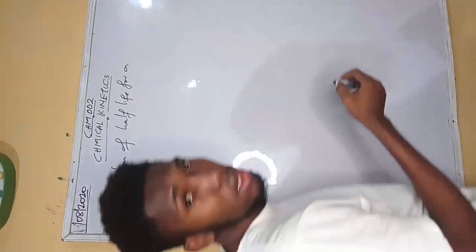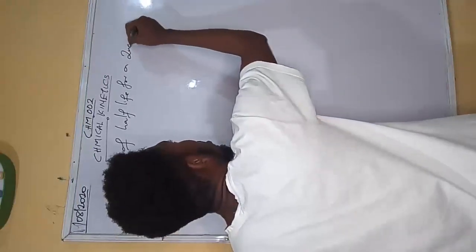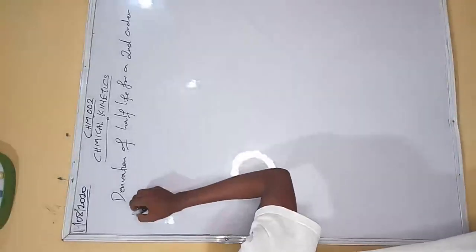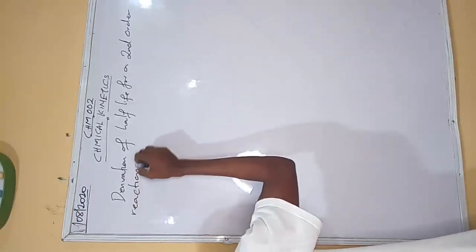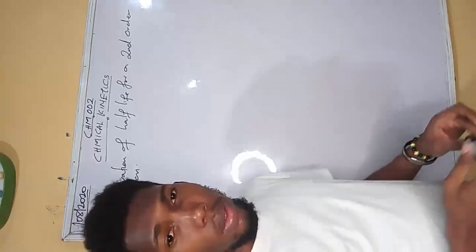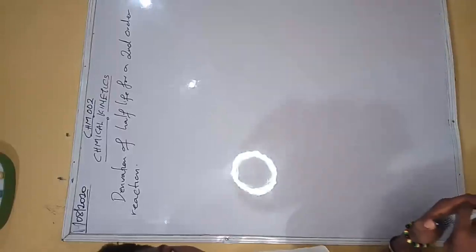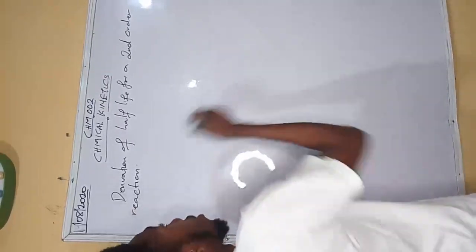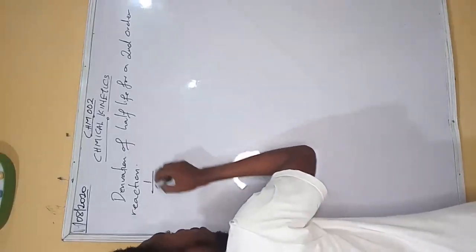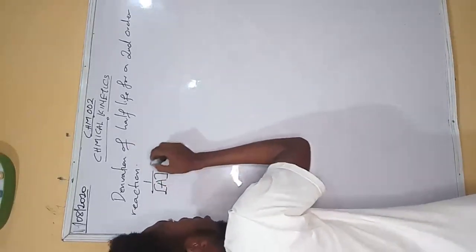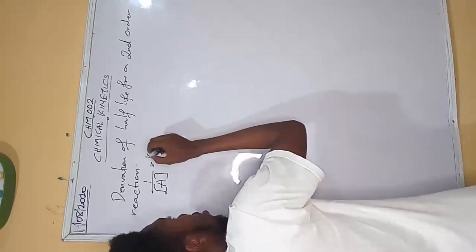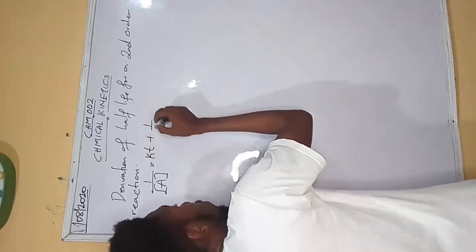Derivation of half-life for a second order reaction. How will it be? Now remember that the integrated rate law of the second order reaction is what we have: 1/[A] equals kt plus 1/[A]0.